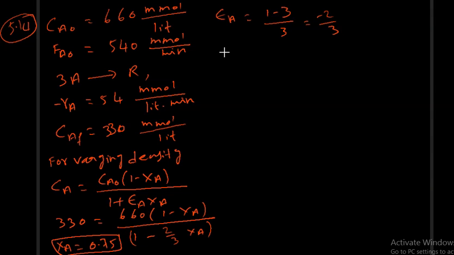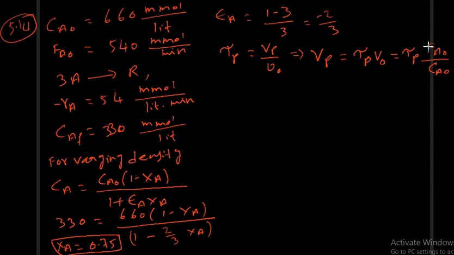Now what we need to calculate? We need to calculate the volume. Let's write tau for the plug flow reactor, which is equal to the volume of the plug flow reactor to the volumetric flow rate V naught. So V of a plug flow reactor is equal to tau P into V naught, right? We can write tau P into V naught as Fa naught divided by Ca naught.